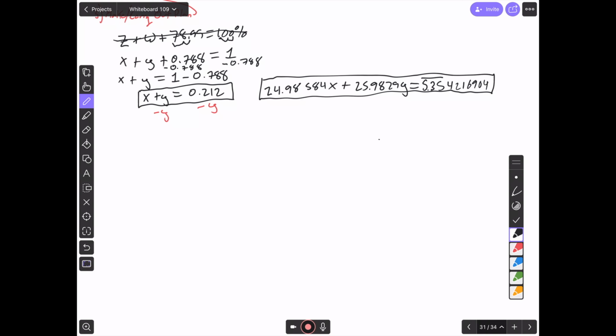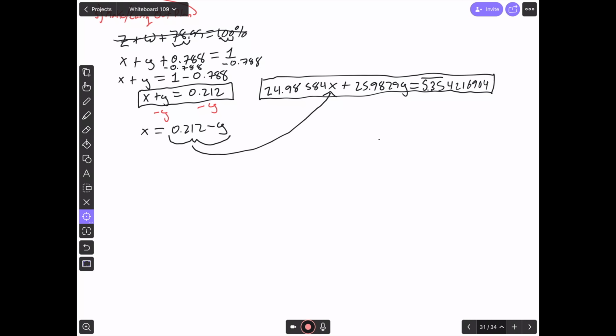If I do that, I get x equals 0.212 minus y. Now, because I did that, I can substitute this, since it equals x, into this equation where there's the x. And now this whole equation over here on the right will only have y in it. So I have to rewrite it. Times 0.212 minus y, right?